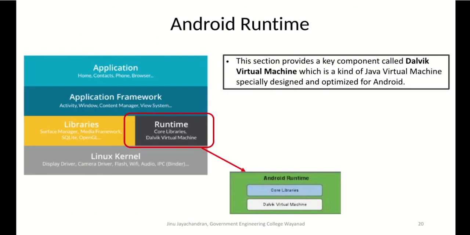Now there is a small portion along with libraries which is called the runtime. Just like in Java we have the JVM, the Java Virtual Machine, which converts the byte code and runs the byte code, basically the interpreter in Java. Similar to that, we have something called the Dalvik Virtual Machine. It's a kind of JVM designed and optimized for Android. Whatever application you write will be converted to some kind of byte code, and it will be interpreted using this Dalvik Virtual Machine.